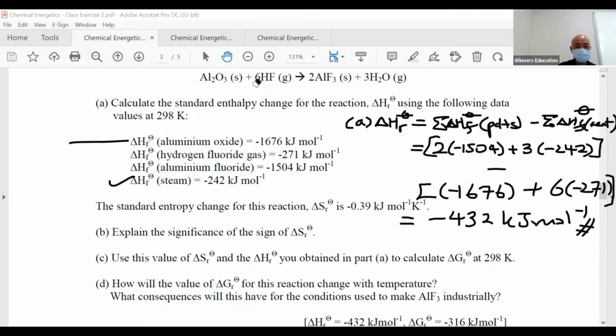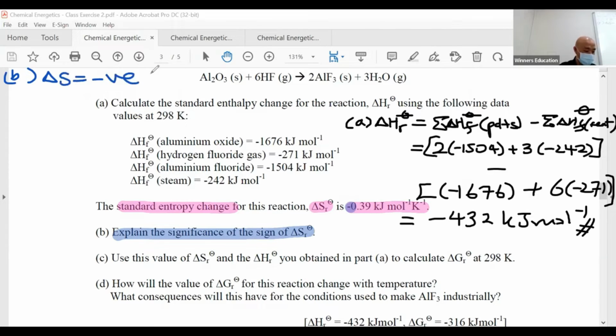All right. So again, don't draw if you have a chance not to draw. And a standard question will, after you have a delta H, somehow link it to delta G most of the time. So the next part, they say, hey, the delta S value is this value, and ask you to explain the significance of the sign. What sign? This sign, which is negative. All right. So part B, we will say the delta S is negative, implies or means or shows that the system becomes less random.